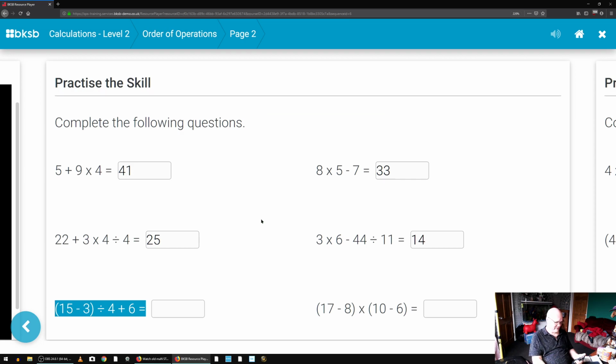You are not going to... Oh, it's because it's 7... Oh no, that's a different sum. Right, let's do it again. 15 minus 3. Do it all on a calculator, one step at a time. 15 minus 3 equals 12. Right, 12 divided by 4 equals 3. Then we're plussing 6, which is 9. So the answer is 9. Did I put 10? Why did I have 10?